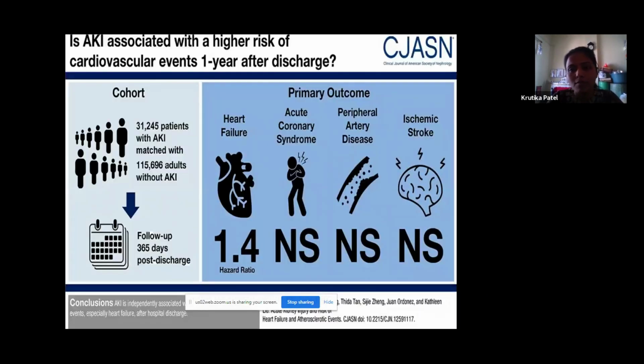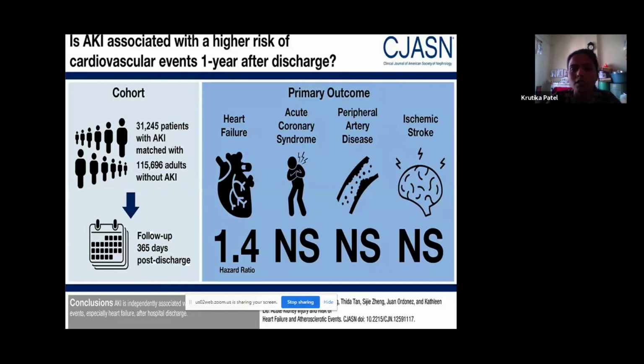One study was performed, published in the Clinical Journal of the American Society of Nephrology, titled: Is AKI associated with higher risk of cardiovascular events 1 year after discharge? They took a large number of cohort patients matched with AKI and without AKI. After discharge, they took follow-up of these patients after 1 year.